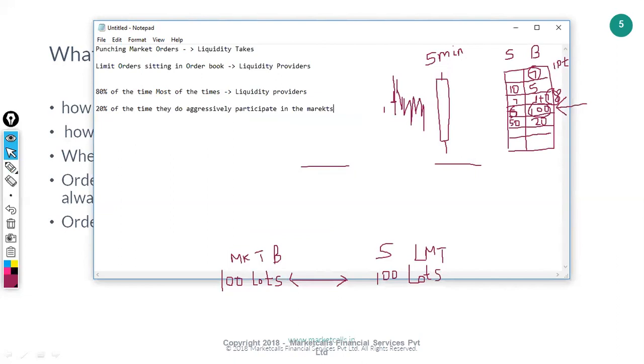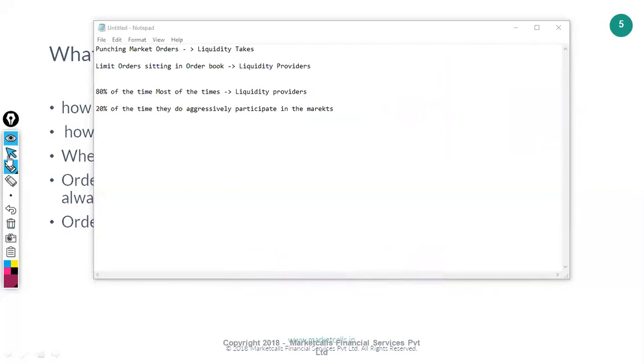The actual trending movements happen in the markets only 20% of the time, and the remaining 80% of the time, the market will be balancing. So there will be a lot of accumulation. Institutions love accumulation and distribution. So 80% of the time, they are not aggressively participating; they participate mostly as liquidity providers. 20% of the time, they aggressively participate in the markets, right?